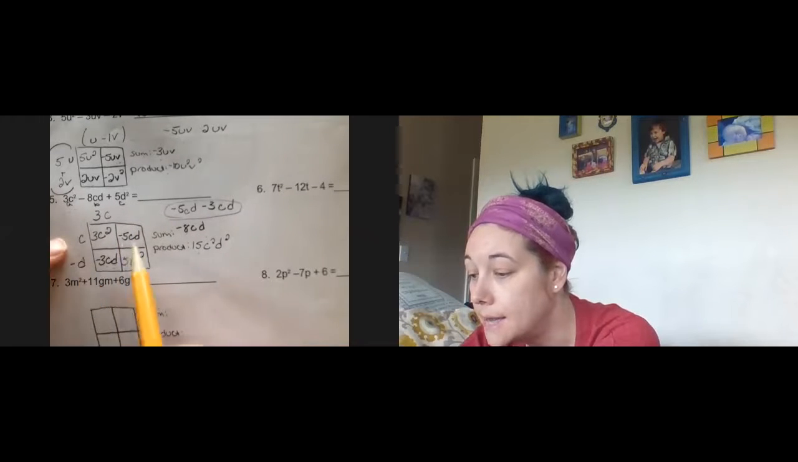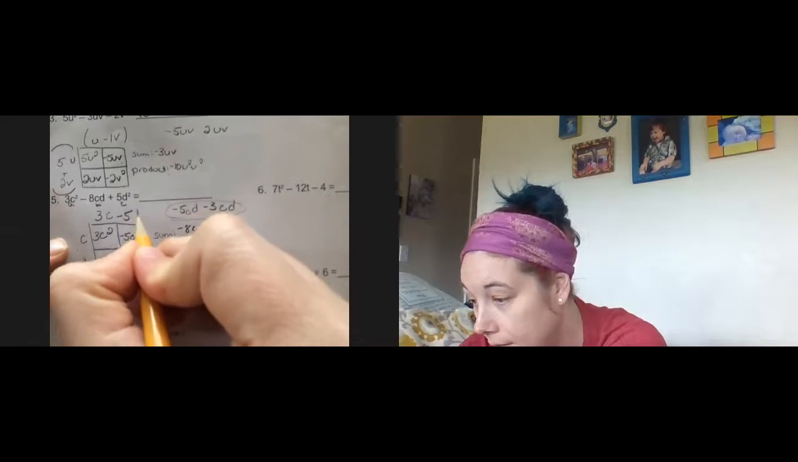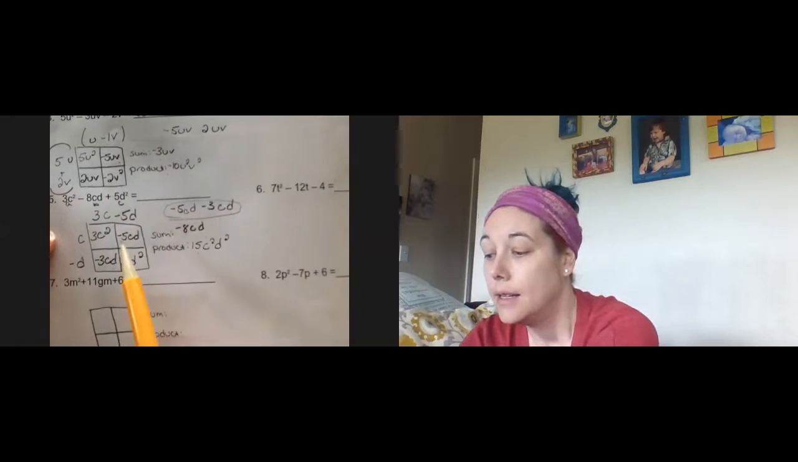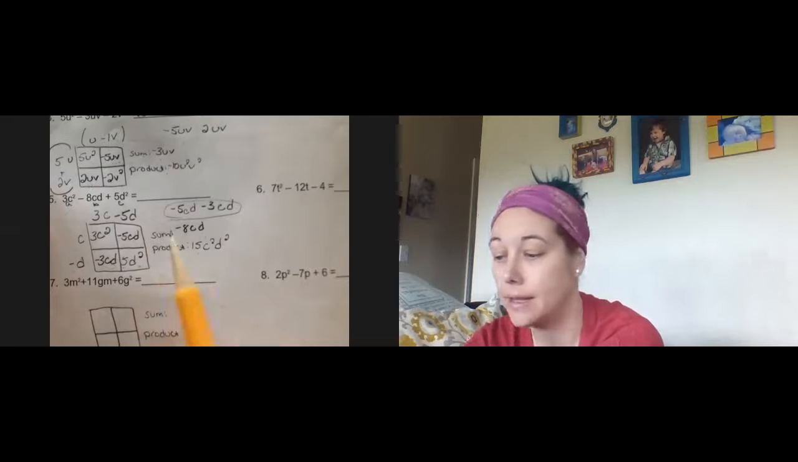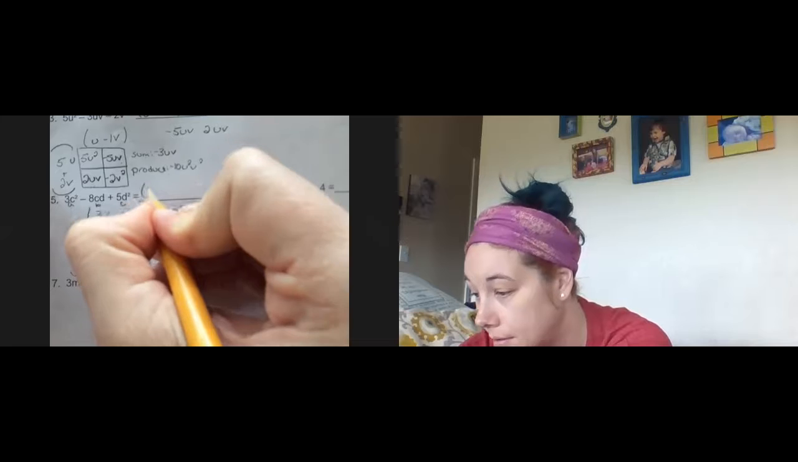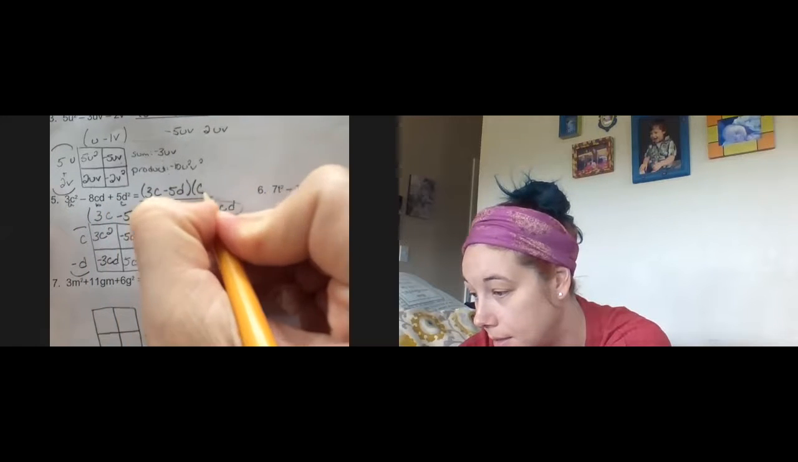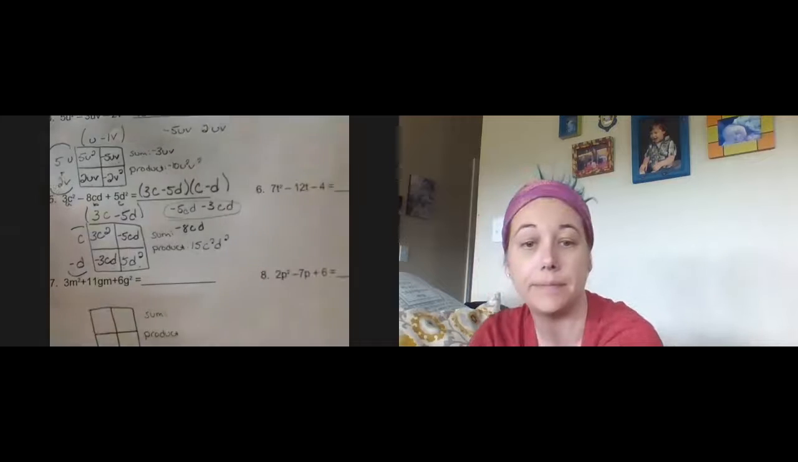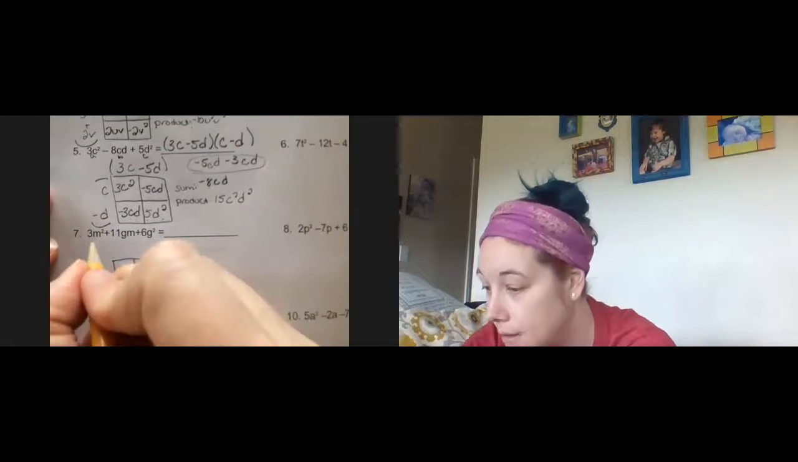What times C gives me negative 5CD? Well, I need a negative 5, and I need a D. Okay, so let's use this last box to check. Negative 5 times negative 1 is positive 5. D times D is D squared. I did it right. Okay, here are my binomials: 3C minus 5D times C minus D. There we go.